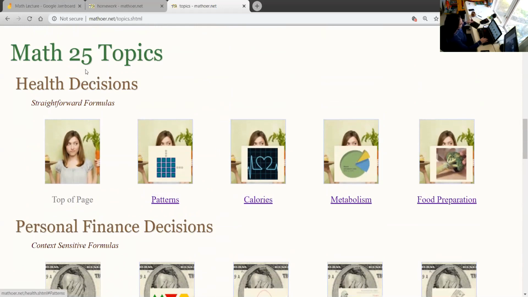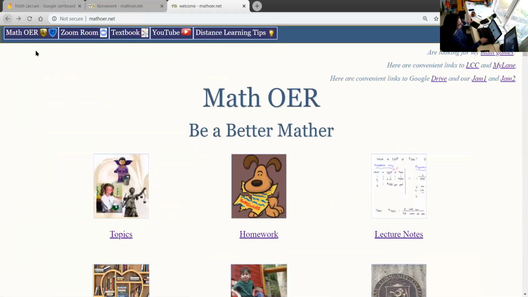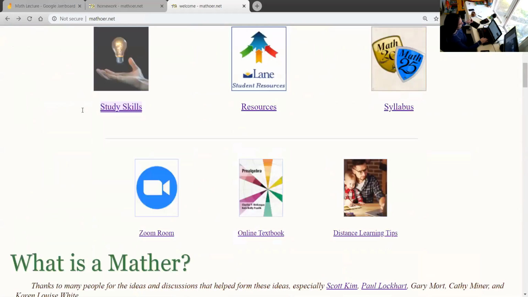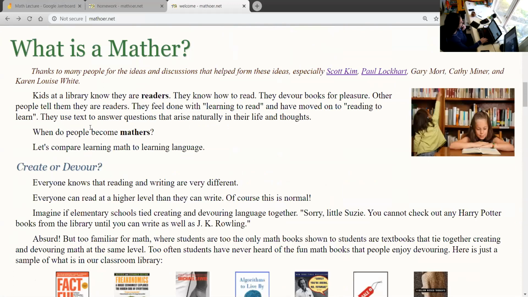What the people wanting you to take 25 also want is this stuff down here about being a mather. And I don't normally just read out stuff from the website too much, but this one I will, because it is carefully written.